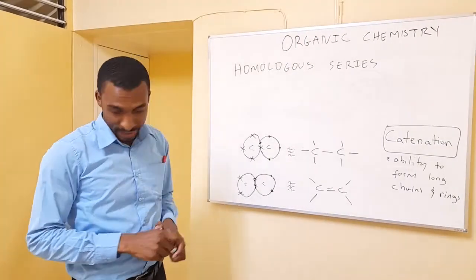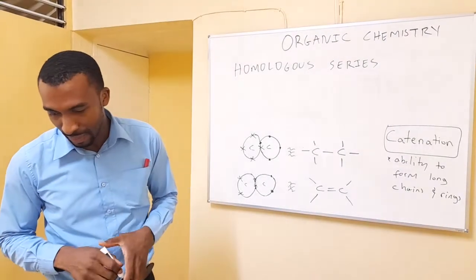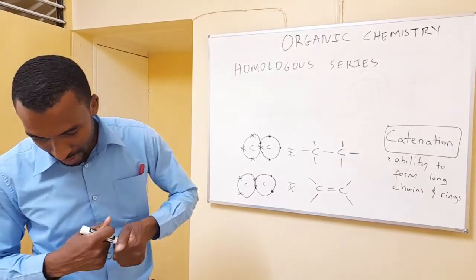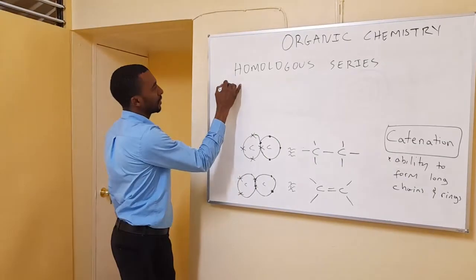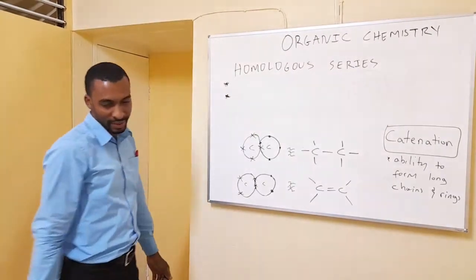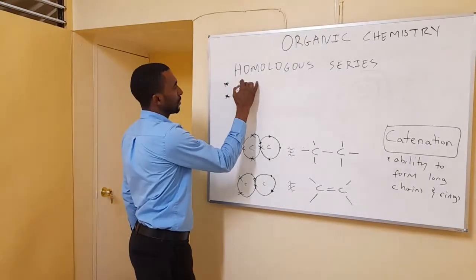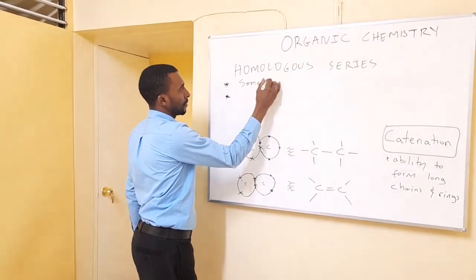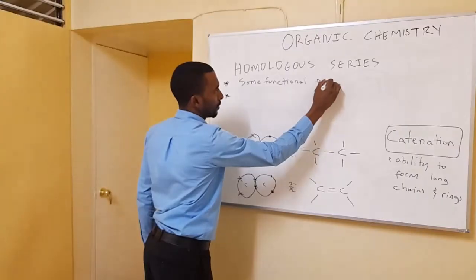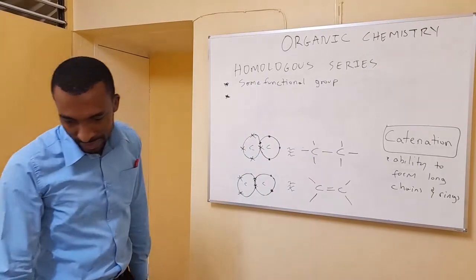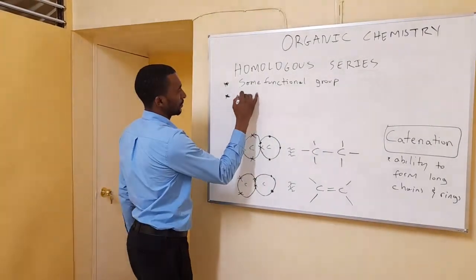Let me just give the definition of a homologous series. A homologous series is a group of organic compounds which all possess the same functional group and can be represented using the same general formula. So there are 2 important points in making the official definition: the same functional group is 1 point, and they can be represented by the same general formula.